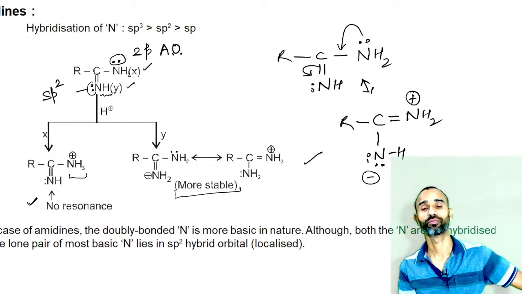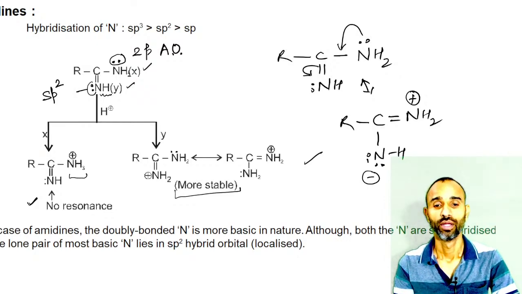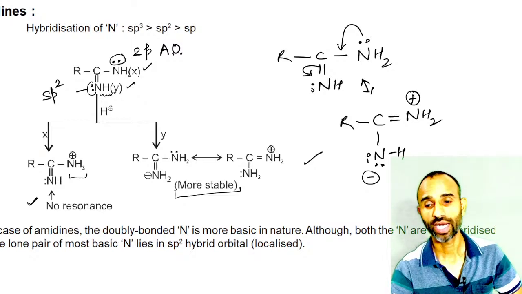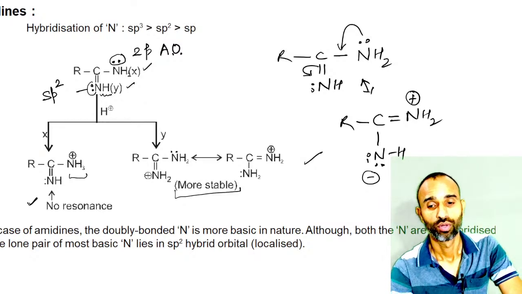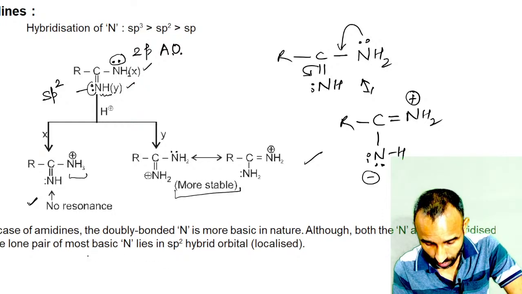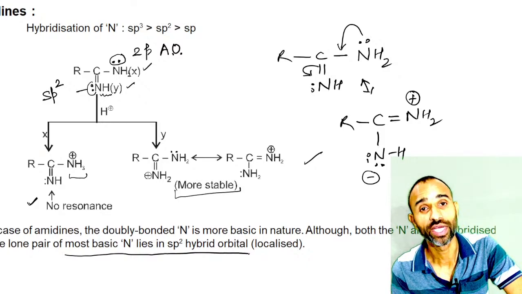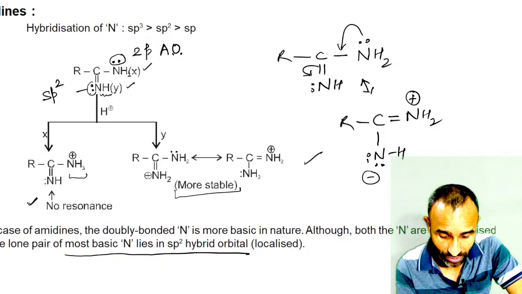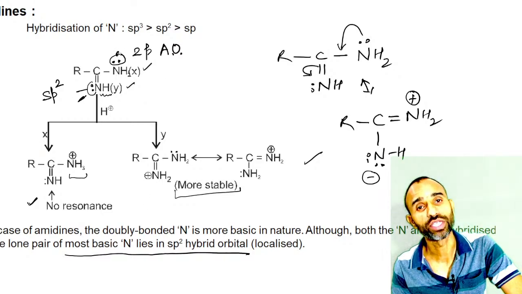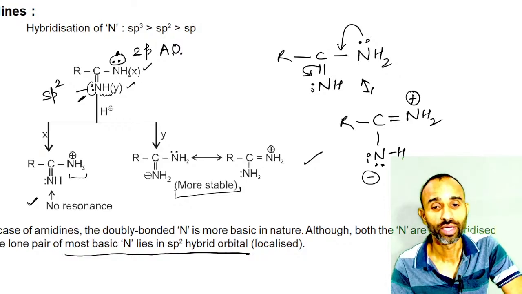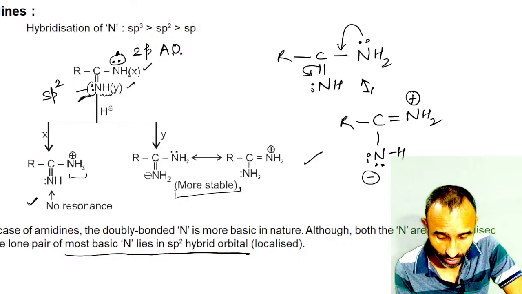Like this. So both the nitrogens are sp2 hybridized. Lone pair of the most basic nitrogen lies in an sp2 hybrid orbital because it is localized. This lone pair is localized, but this lone pair is delocalized because it is involved in resonance. This lone pair is not involved in resonance.